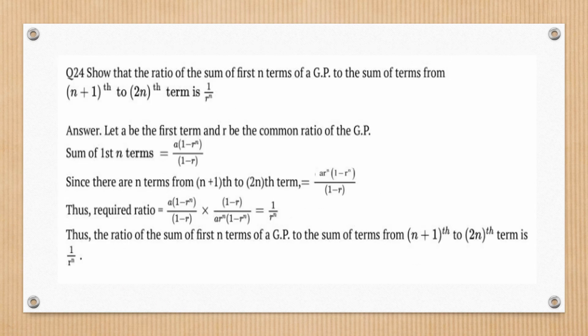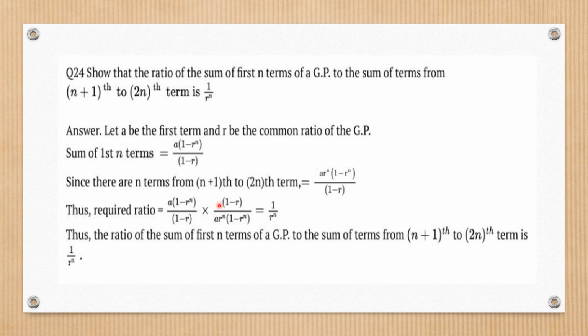Question number 24 says that show that the ratio of sum of first n terms of GP to the sum of terms from n plus 1th to 2nth term is 1 by r raised to power n. Now see, sum of first n terms, when your first term is a and common ratio is r, is given by the formula a into 1 minus r raised to power n upon 1 minus r, because in general we use the formula for r less than 1. Okay, so that formula we use. Now from n plus 1 to 2n, how many terms are there? N terms are there.